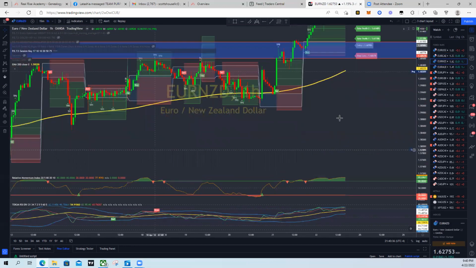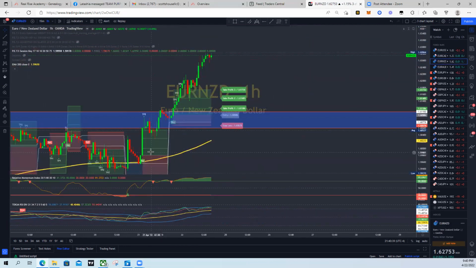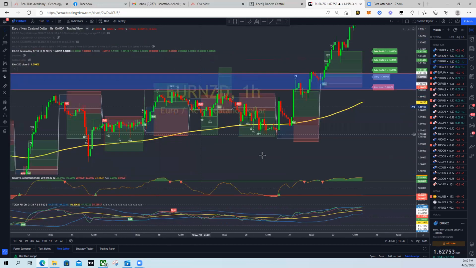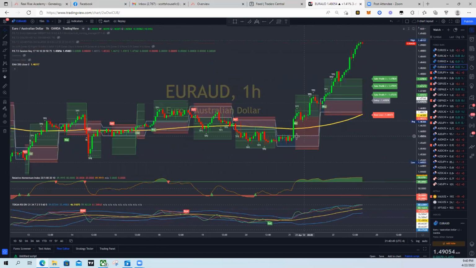This is Euro NZD. Notice here, buy, straight to profit, buy, straight to profit, sell, straight to profit. This buy to stop loss, sell, take profit 1. These two buys, straight to profit. So you can see how useful this tool is. This is your AUD. Look at these buys, straight to profit, way off the scale, straight to profit. I think it's about 300 pips to the upside.